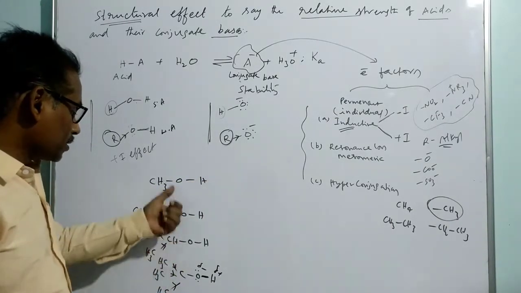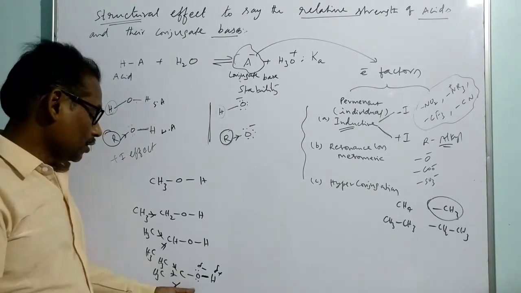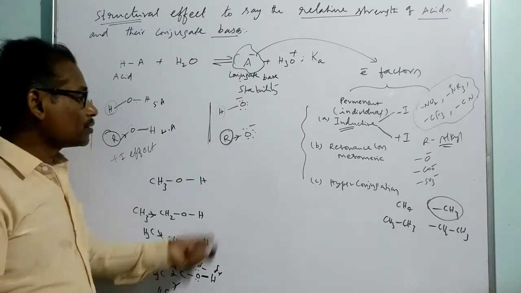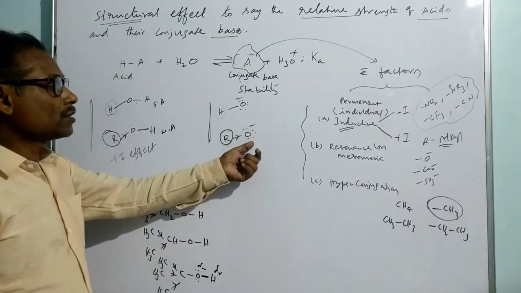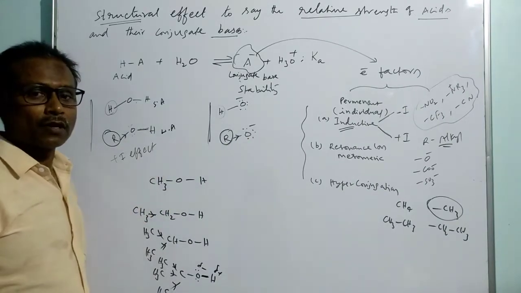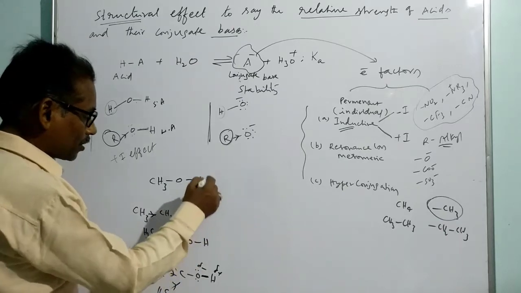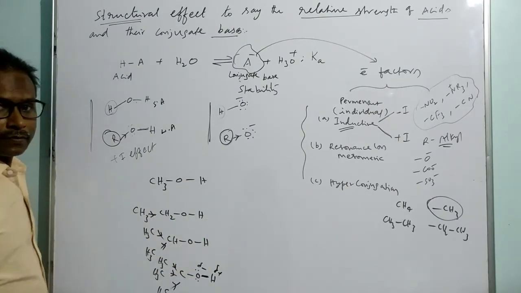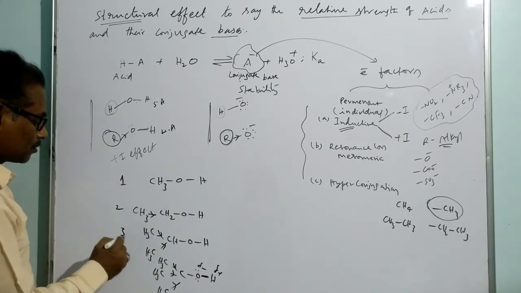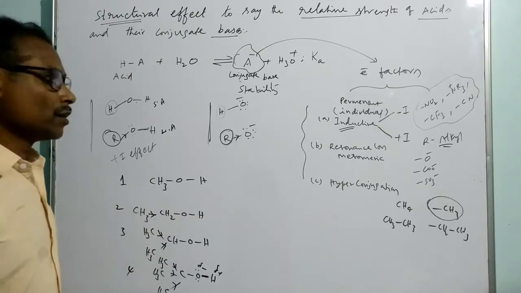Among the conjugate bases of all these alcohols, which conjugate base is less stable? The last one, because more alkyl groups are there and more electron density appears over oxygen, and that is less stable. That means the respective alcohol is a weaker acid. So I hope you can understand. From top to bottom, acidic strength decreases. So the order of acidic strength will be first, second, third, fourth. This is the order of acidic strength of alcohols.